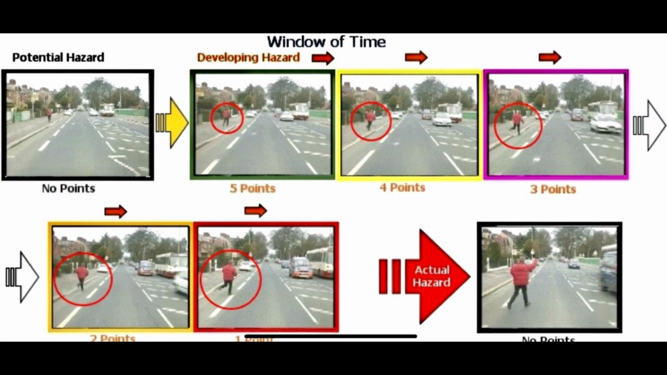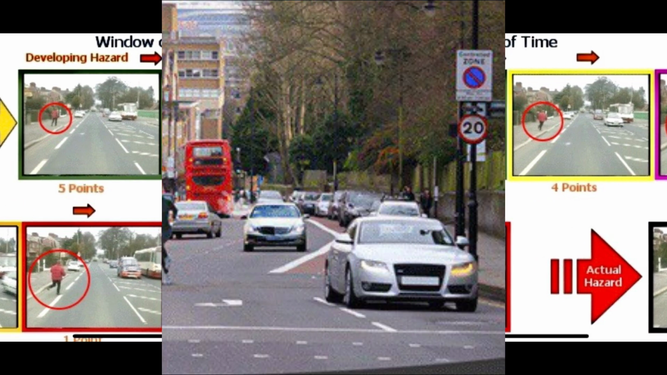So in a few instances, it is difficult to determine when a potential hazard becomes a developing hazard and therefore when the scoring window should start. This is why it is safer to click a few times as you see a hazard develop to make sure you don't click too early and miss the opening of this window.